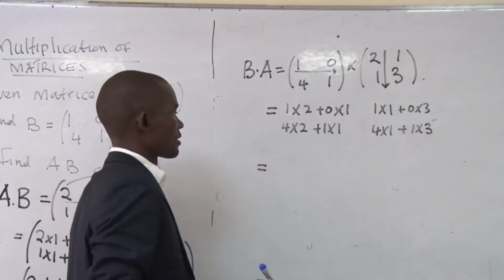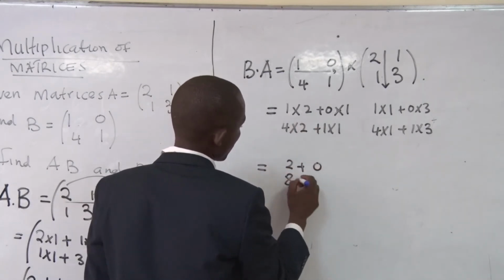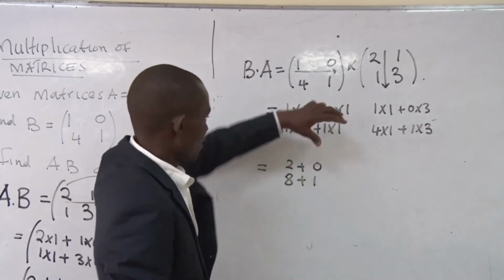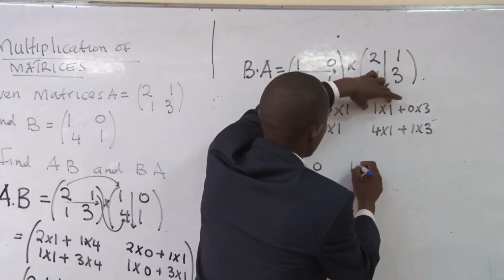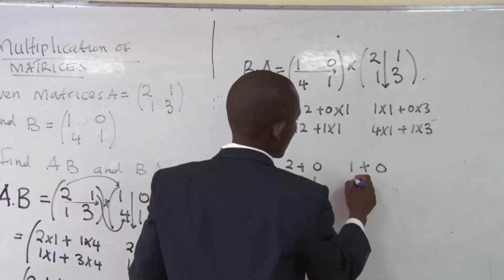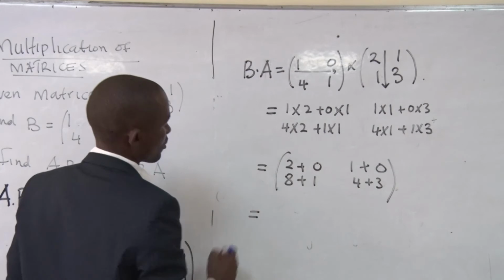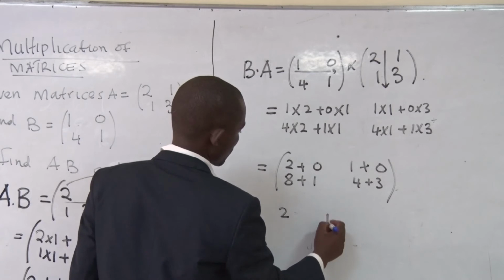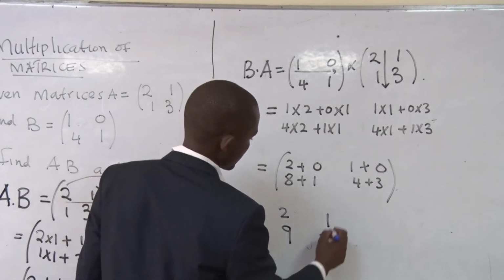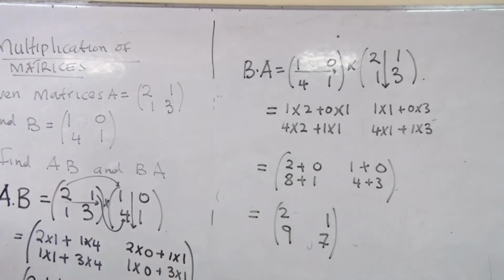After that, I can have 1 times 2 is 2 plus 0, 8 plus 1. Remember what I've done, I've simplified this, I've simplified this. I will simplify this as well. 1 plus 0, 4 times 1 is 4, that is 3. The next step will be 2 plus 0 is 2, 1 plus 0 is 1, 9, 7. So I have now gotten the product of B with A.